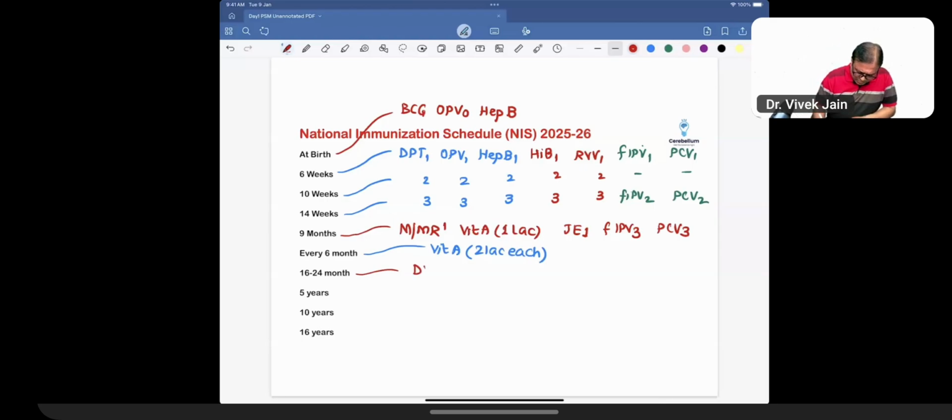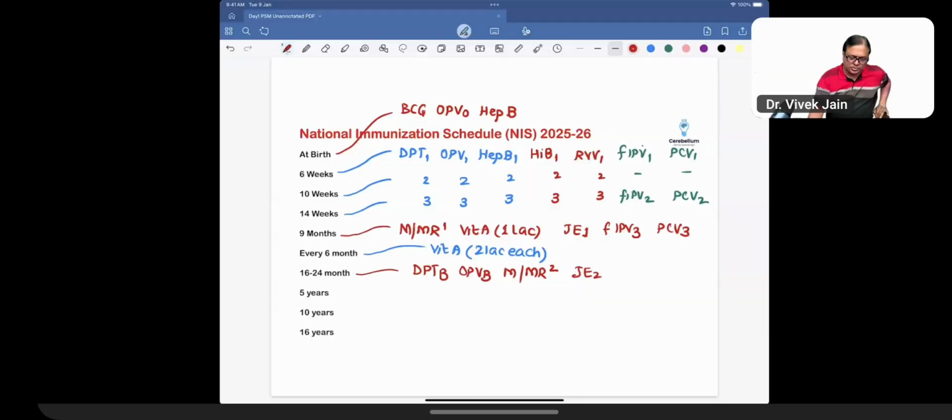So we are giving DPT booster, OPV booster. Beside this, do we give anything else at 16 to 24 months of age? Yes, good. We give measles MR second dose and JE second dose. Can anyone remind me what is the second dose of measles known as?